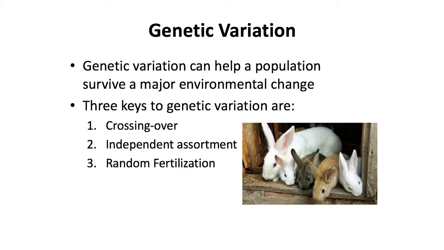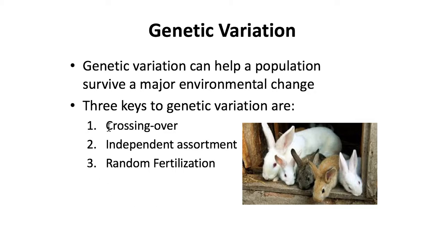Okay, so genetic variation. Meiosis and sexual reproduction lead to organisms that never existed before. So you are unique. There's nobody else like you. You're genetically diverse from all the other human beings on the planet. And there's a reason for this. There's really 3 main reasons for this.